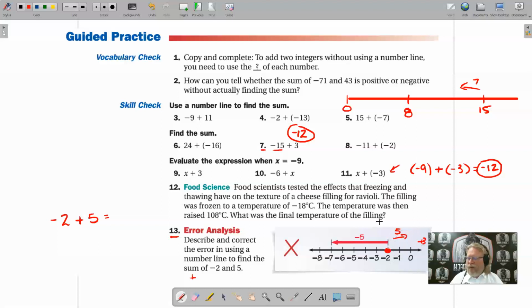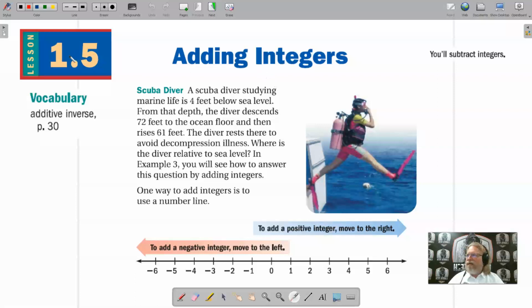So that's everything I have for lesson 1.5, titled Adding Integers, where we learn to add negative integers, if anything more so. All right, so hopefully this helps you out with your IXL activities. Good luck.